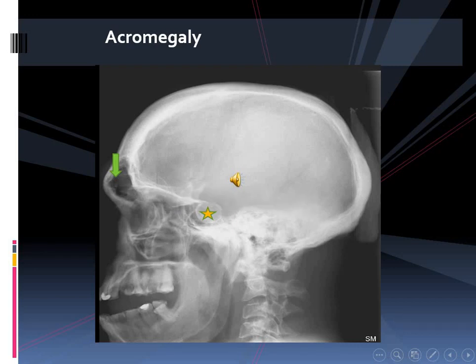Acromegaly is a growth hormonal abnormality, and we have changes in the skull X-ray that will be shown in this X-ray, which is a lateral X-ray of the skull, showing enlargement and thickening of the diploic space of the skull vault. Also, there is enlargement of the frontal airspace sinus, and on the area of the yellow star, there is a ballooning or enlargement of the pituitary fossa is well clearly seen.